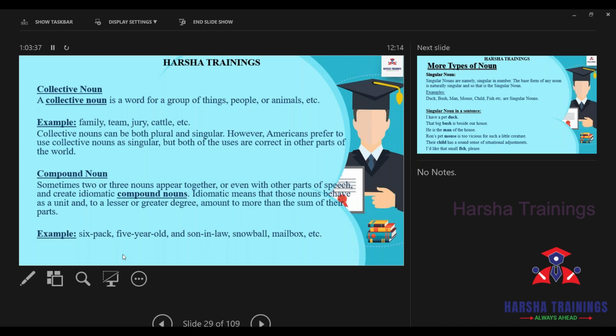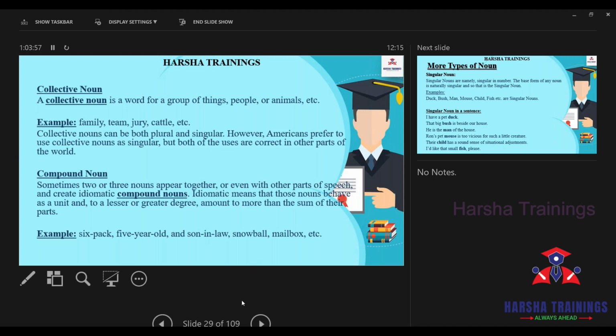Yes, son-in-law, daughter-in-law, mother-in-law, father-in-law, even those are grouped, right? Snowball. Snow is a different noun. Ball is a different word. When you combine these two nouns, it becomes a single word. Snowball becomes a single noun. That is also a compound noun.